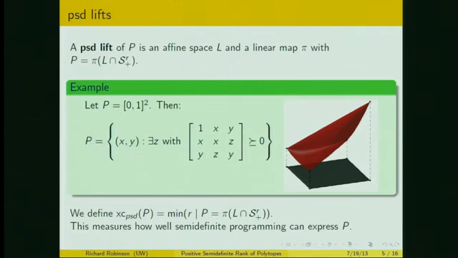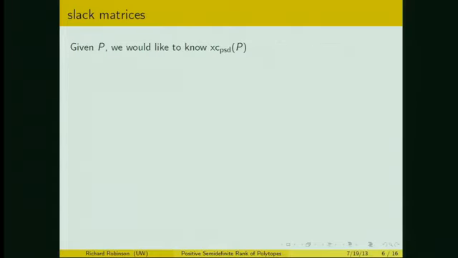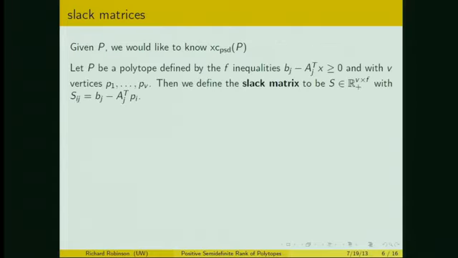Now we define the PSD extension complexity, which is what we're interested in. It's the smallest r such that we can find a slice projecting to P. And we can think of this as a measure of how well semidefinite programming can express our polytope. Okay, so we'd like to calculate this. And there is a way in theory to do this. To explain that, I need a couple of concepts.